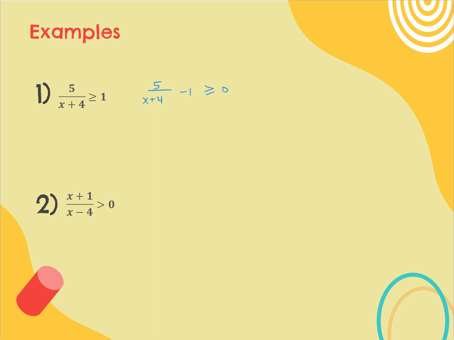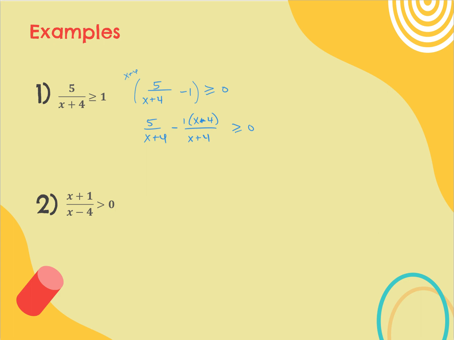Now I'm going to have to get that left side to be one fraction. So basically, I'm going to have to get the denominator to be x plus 4. So that means I'm going to have to multiply by x plus 4 here. So I know that this is already x plus 4, so it's going to stay the same, right? And then this one, it's going to be 1 times x plus 4, and then it's going to be all over x plus 4. And then again, that's greater than or equal to 0.